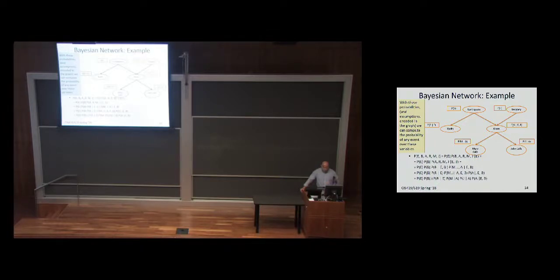So P of E, B, A, R, M, J can be written using essentially Bayes' rule plus these assumptions as this: P of E, P of B, P of R given E, P of A given B, R given E, M given A, J given A, and A given E and B. Basically, the product of the probabilities of all nodes given their parents.